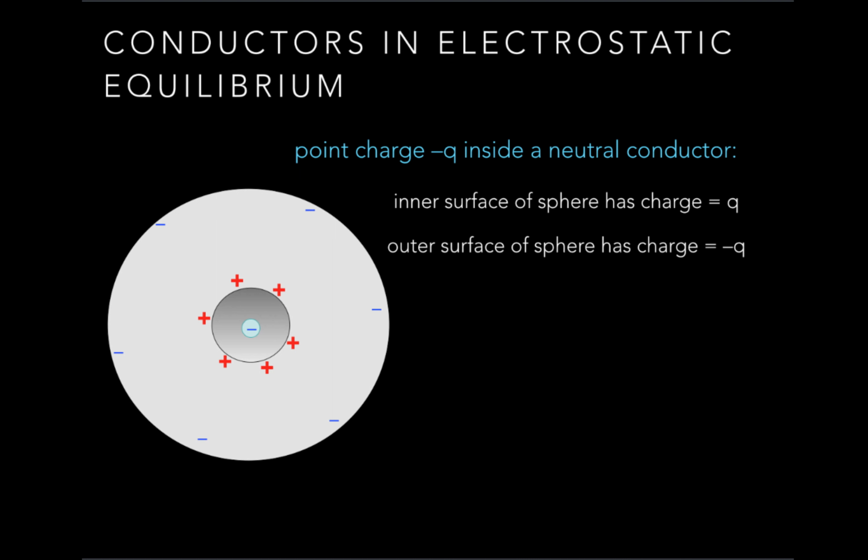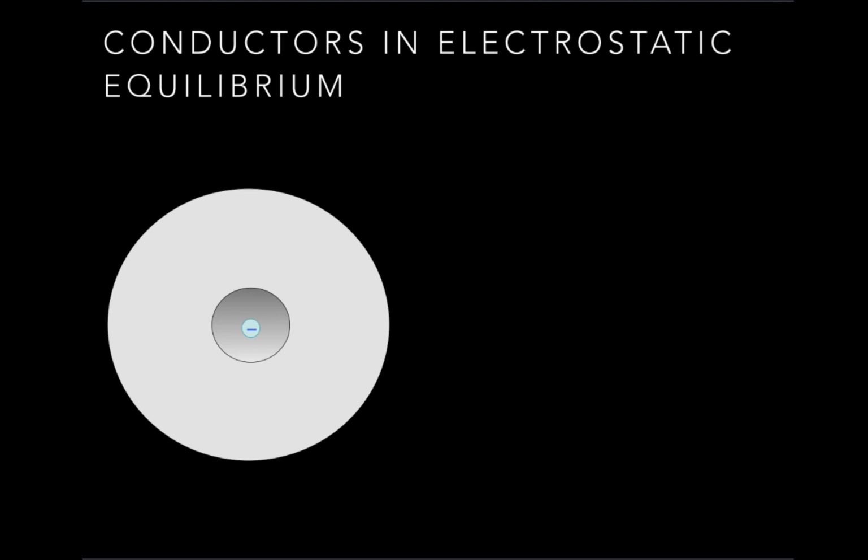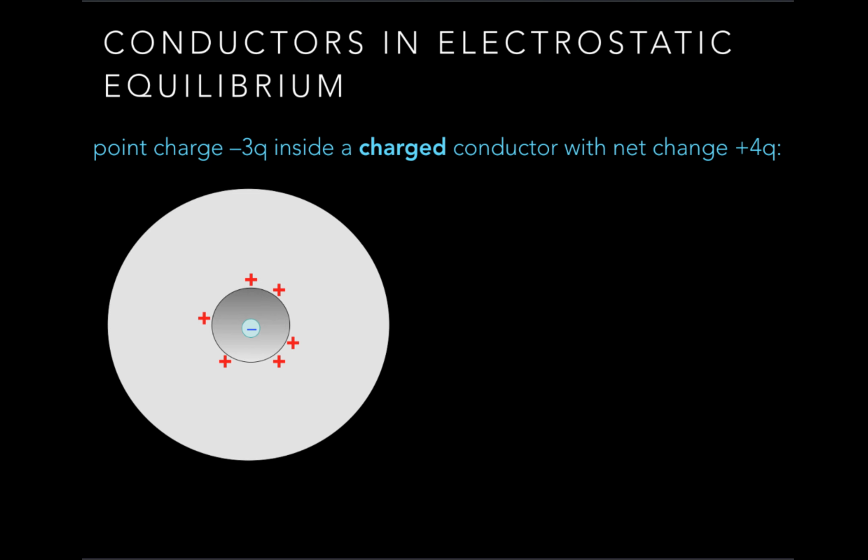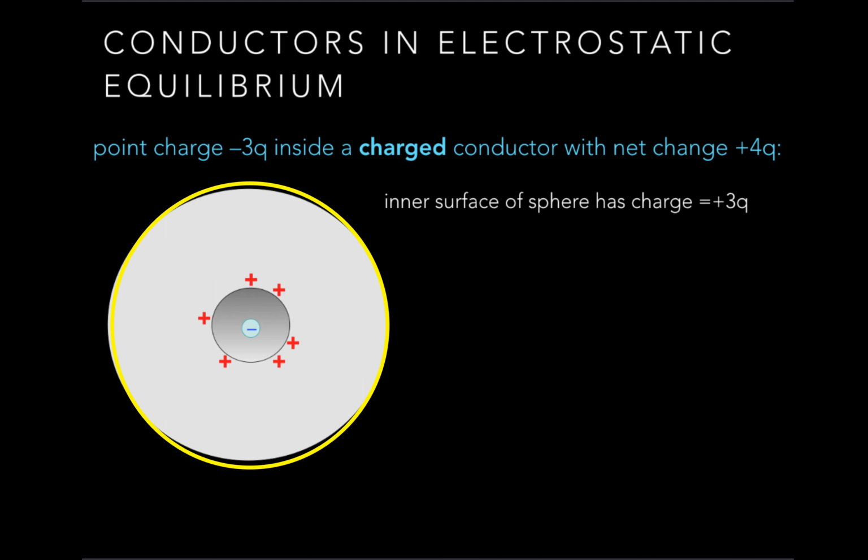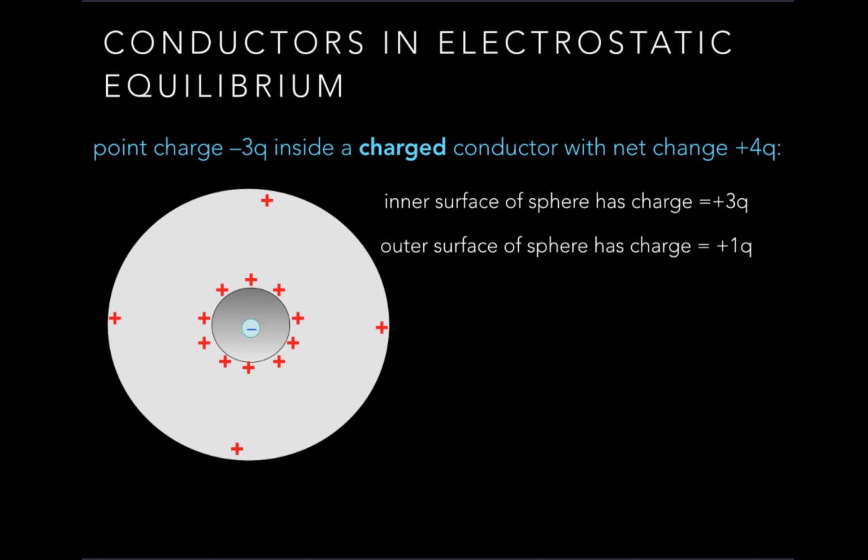All right? Let's say we have negative 3Q inside a conductor with charge 4Q. Okay? So this is negative 3Q. What's this? Plus 3Q. What's the outside going to be? Plus Q. Why? Net charge is plus 4, so it has to add up to 4. Okay? And the other rule is still that all the charge ends up on the surface. So whether it's positive or negative charge, it ends up on the surface.